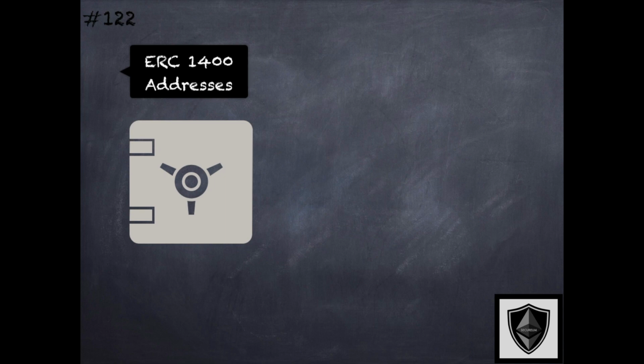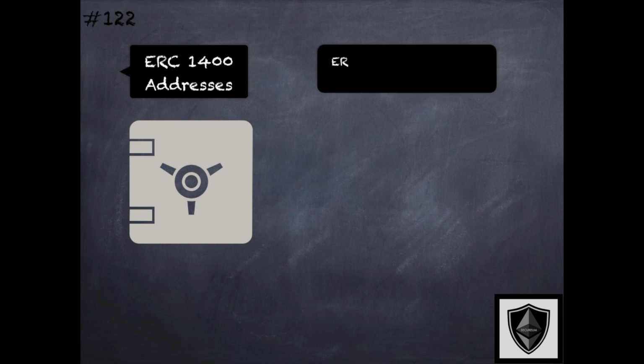So far, we have looked at different security aspects of ERC20 tokens. Let's now take a look at a few other tokens that are nowhere as widely used as ERC20 tokens, but introduce some concepts that are interesting from a security perspective. One such token standard is ERC 1400. This token standard introduced the notion of permissioned addresses.